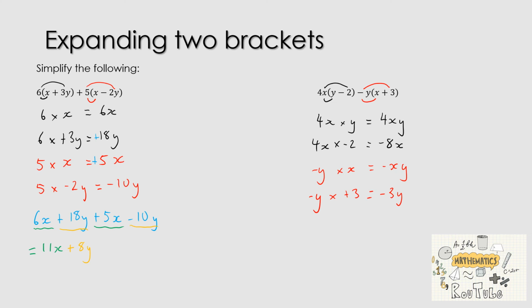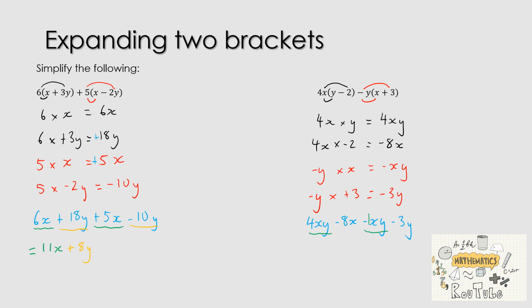And then now we can bring them all down and let's see, hopefully we've got some like terms so we can keep simplifying because it looks quite complex for now. So we've got 4xy minus 8x minus xy minus 3y. All right, so there's heaps of stuff going on here. Hopefully you can identify that xy, there's 4xy and negative xy. That just means there's negative 1xy.